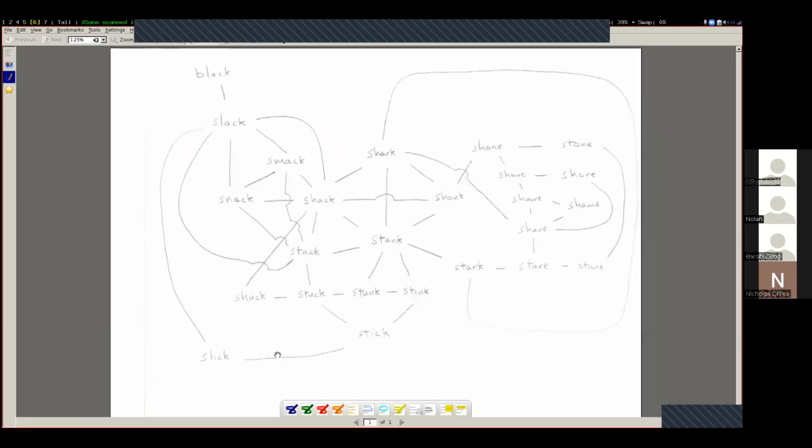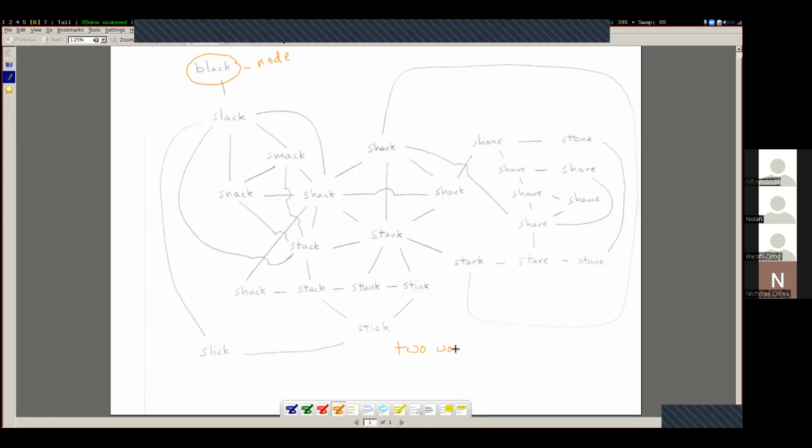The other graph here is this words.pdf file, and in this case, we have a bunch of words. Each word is a node. So this is a node right here. And two nodes have an edge between them. Two nodes are adjacent if the corresponding words differ by at most one letter. I'll write that at the bottom. Two words are adjacent, meaning they have an edge between them, if they differ by exactly one letter.